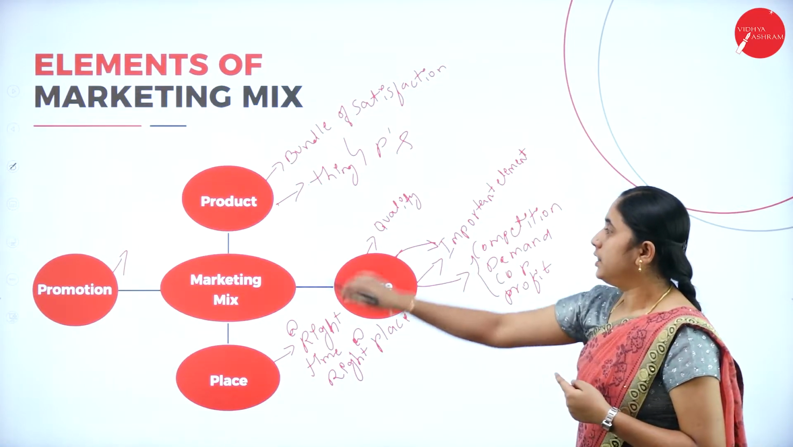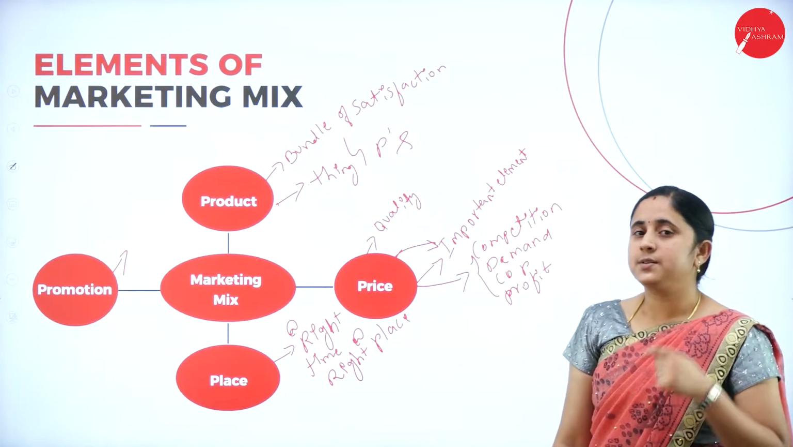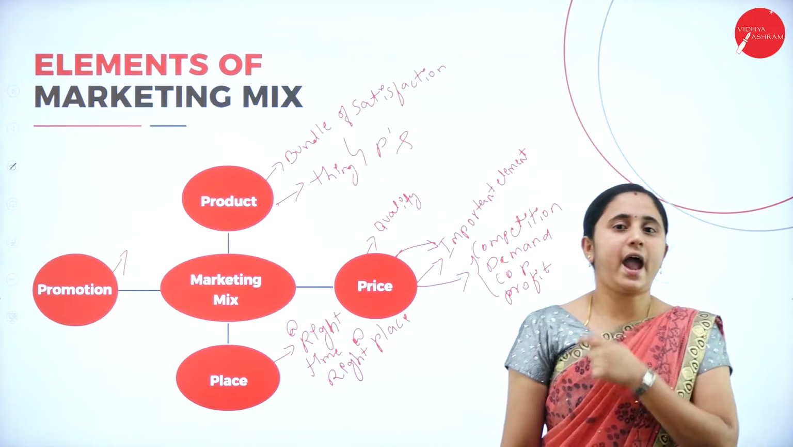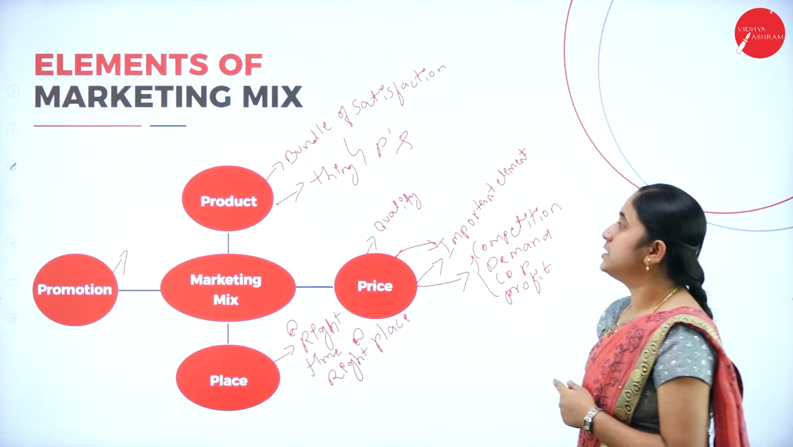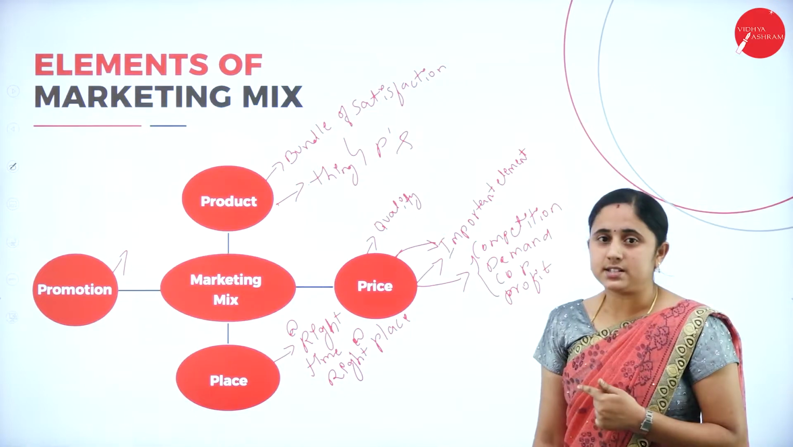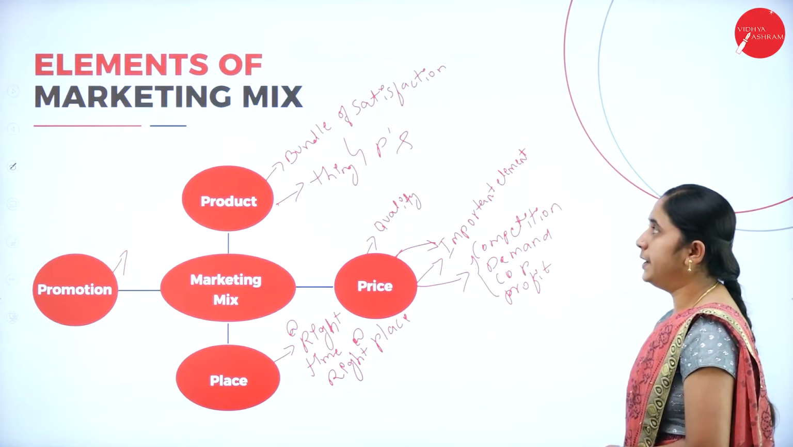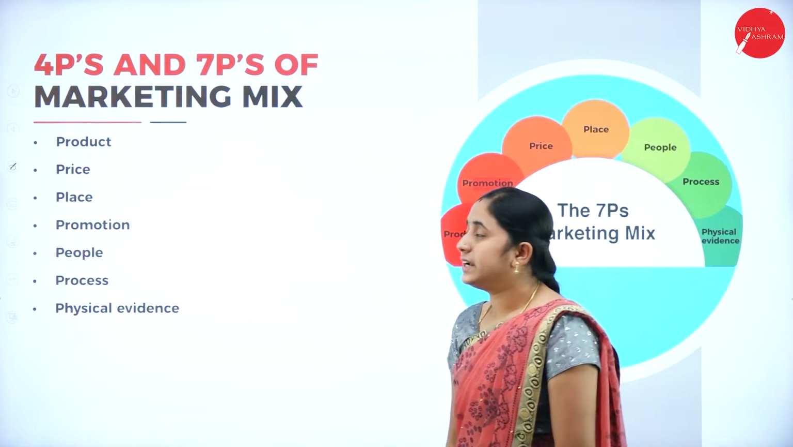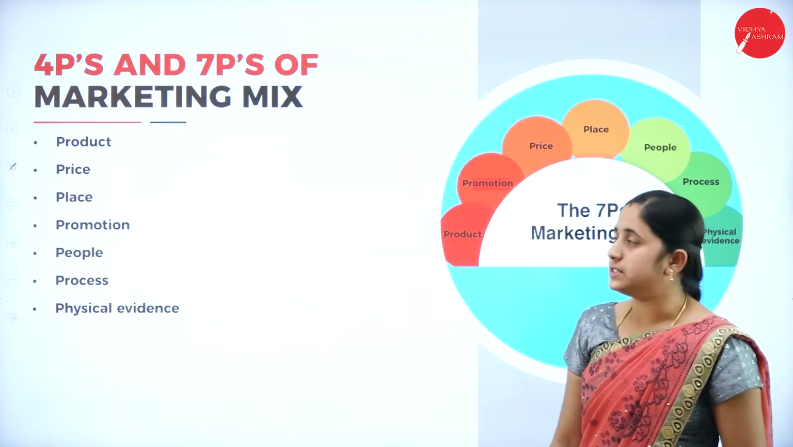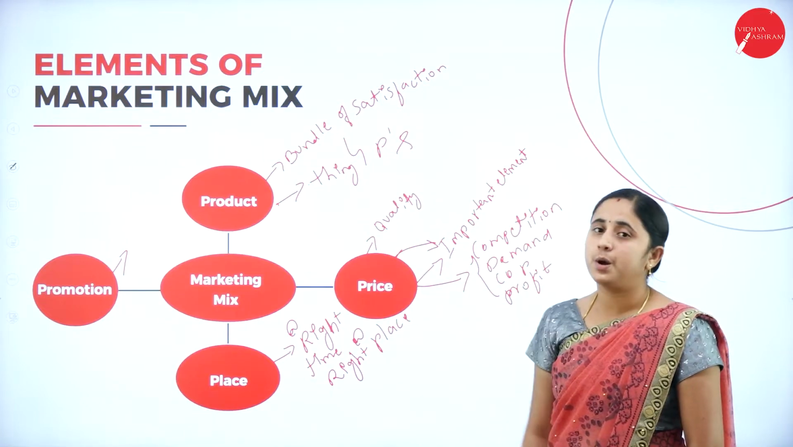So all the 4 marketing mix elements play an important role. It acts as a strategy in increasing your sales as well as sustaining in the market. So these all are the 4 marketing mix. Next, 7 P's of marketing mix. We learned about the 4 P's: product, price, place and promotion.